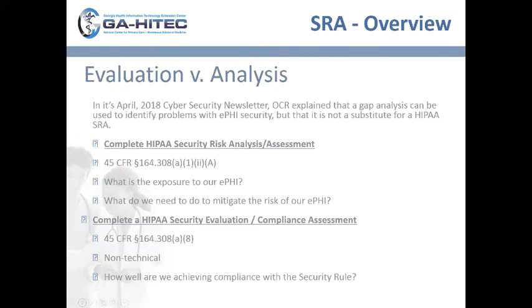So this first one here, you have to each year complete a HIPAA security risk analysis or assessment. That's the section. You're asking yourself, what is the exposure to our electronic PHI, and how can we mitigate the risk? This is not the same thing as looking at your compliance program. That's where you're saying, okay, do we have the right policies and procedures in place? Are we actually complying with the security rule? You should be reviewing your policies and procedures every year, but just looking at your policies and procedures is not going to meet the security risk assessment requirements. Next.